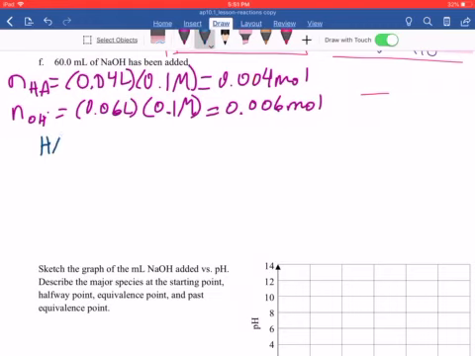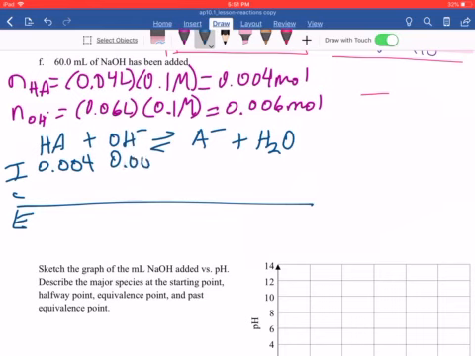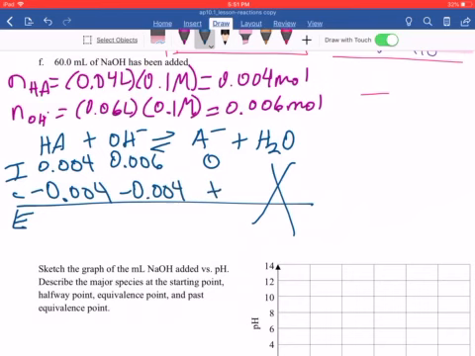All right, and then we have acetic acid plus hydroxide. That's our equation we've been using this whole time. Acetate and water. We have our ice table. All right, let's plug in our moles. We have 0.004, 0.006, 0, ignore water. All right, we're going to subtract 0.004 because that's the smaller of those two numbers. And then add it to the right-hand side.